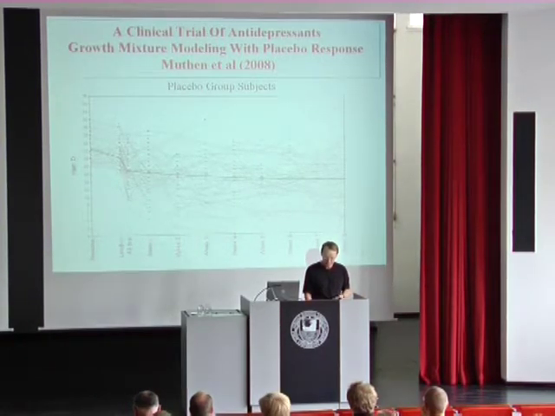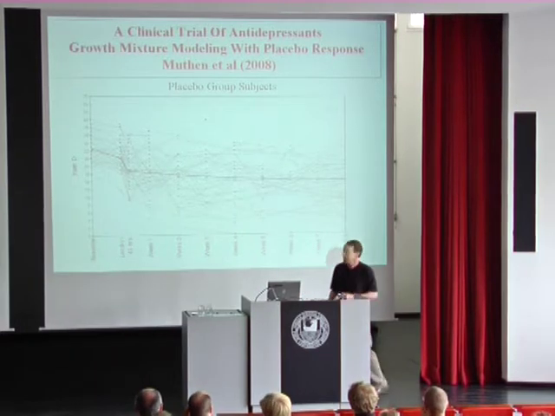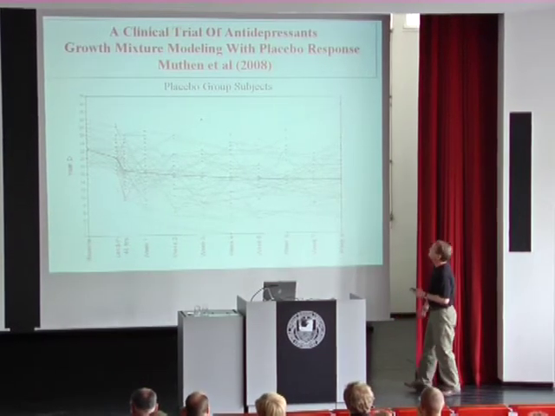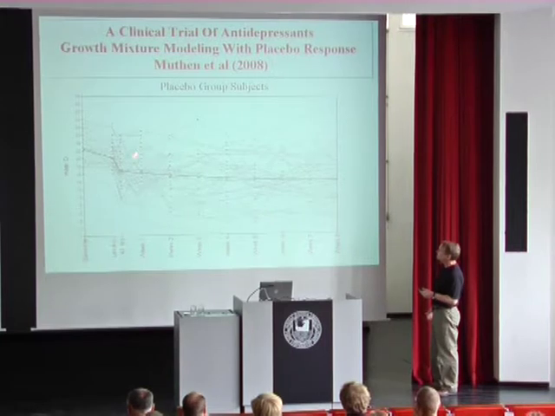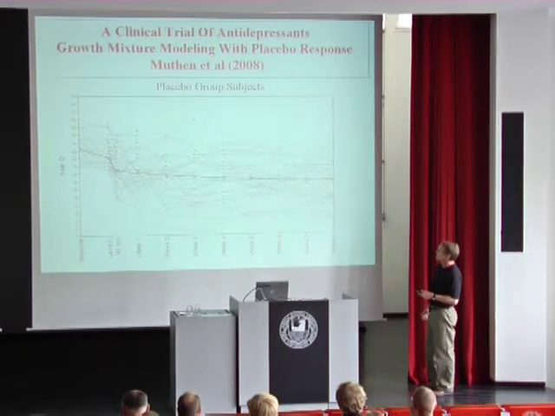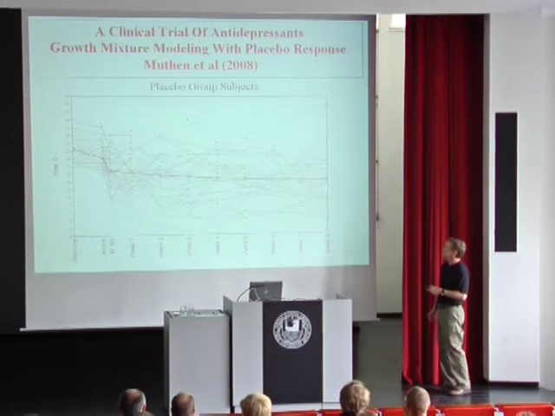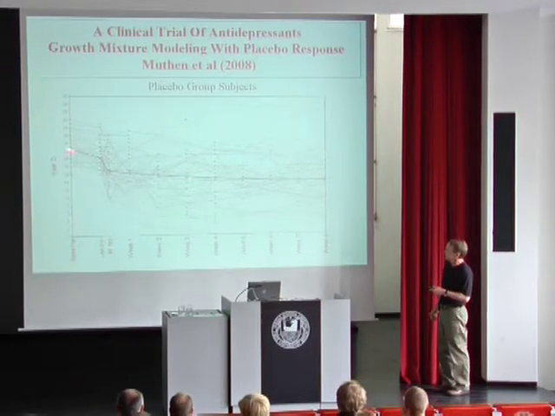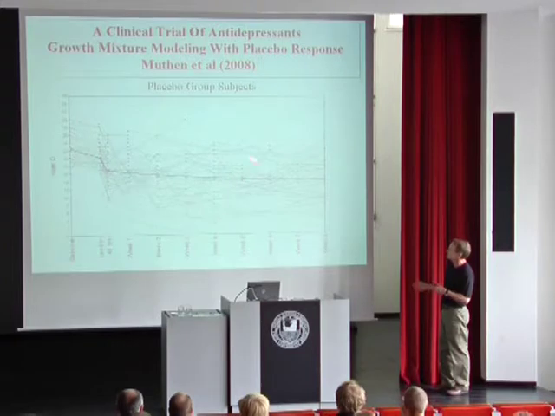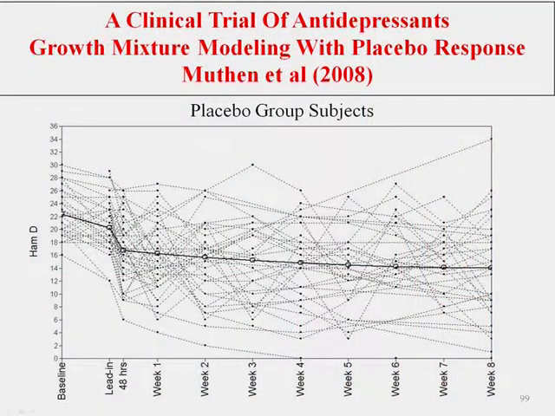And here is an analysis of the placebo group subjects. What we're looking at is the whole sample of placebo subjects. The thin lines are the observed trajectories, and the thick line is the average curve. This is a standard analysis using a standard single-class growth model called a random effect repeated measurement model that you could do in any program like SAS Proc Mixed.